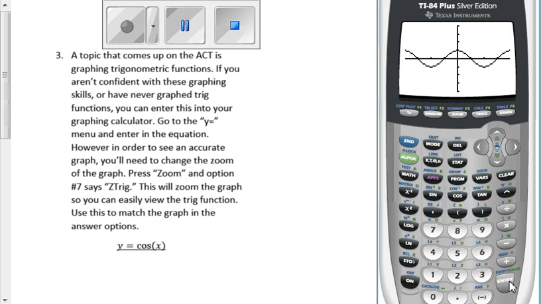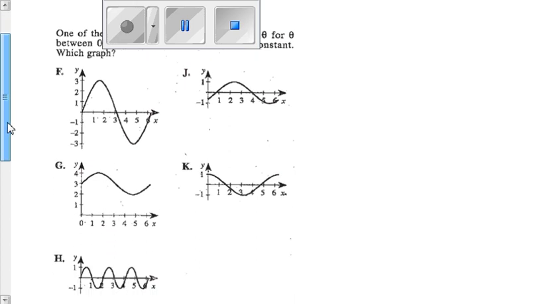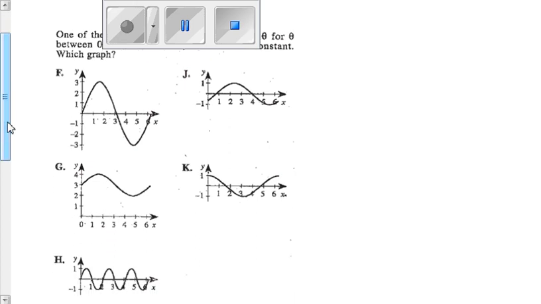So on the ACT question for you, they have you graphing a sine of theta. Theta is also just thinking of an x. You won't have to plug theta in your calculator. Go ahead and graph the sine trig function in your calculator and see if you can match it with one of the graphs listed.